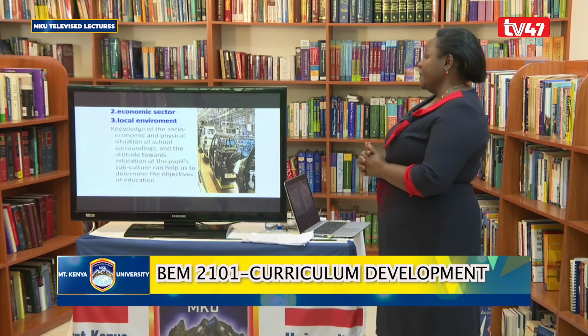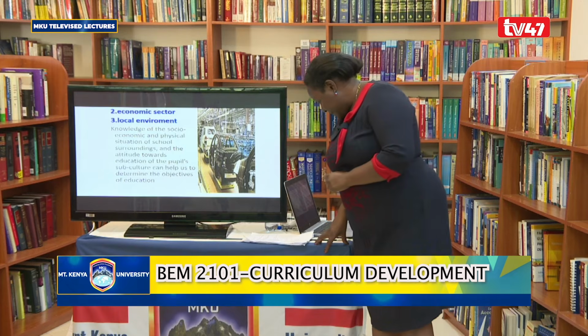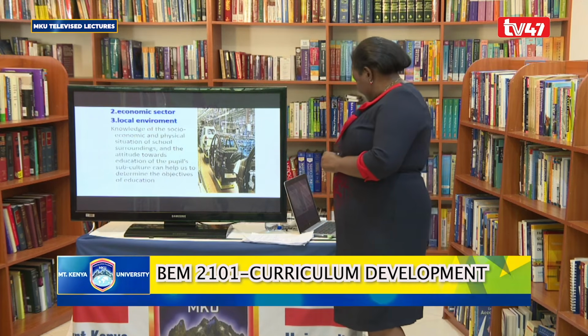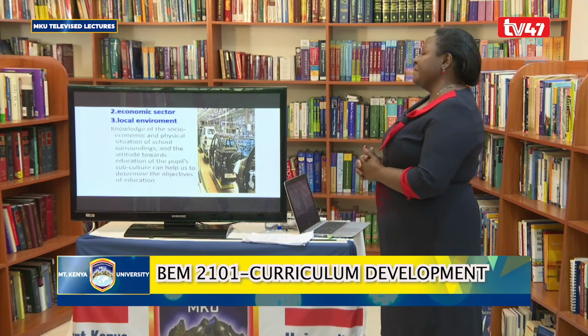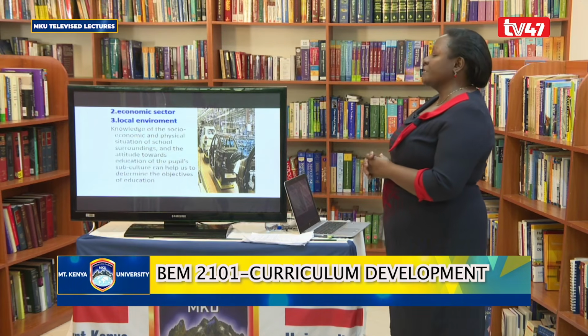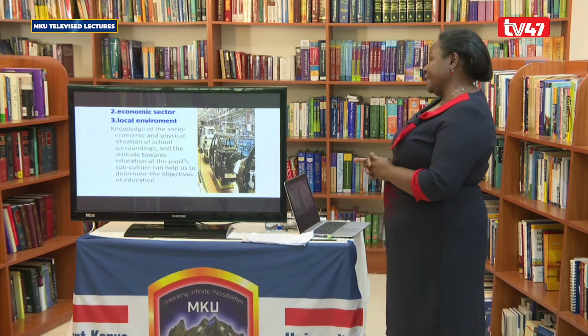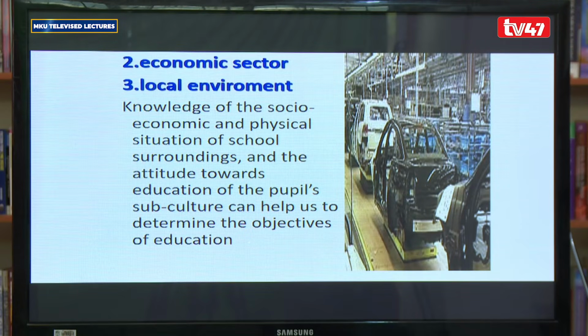Then secondly, we have the economic sector. And the economic sector will be affected by the socio-economic and physical situation of the society. This will include the school surroundings and the attitude that the society has towards the education of pupils or students in that particular location. The subculture can help us to determine the objectives of education.